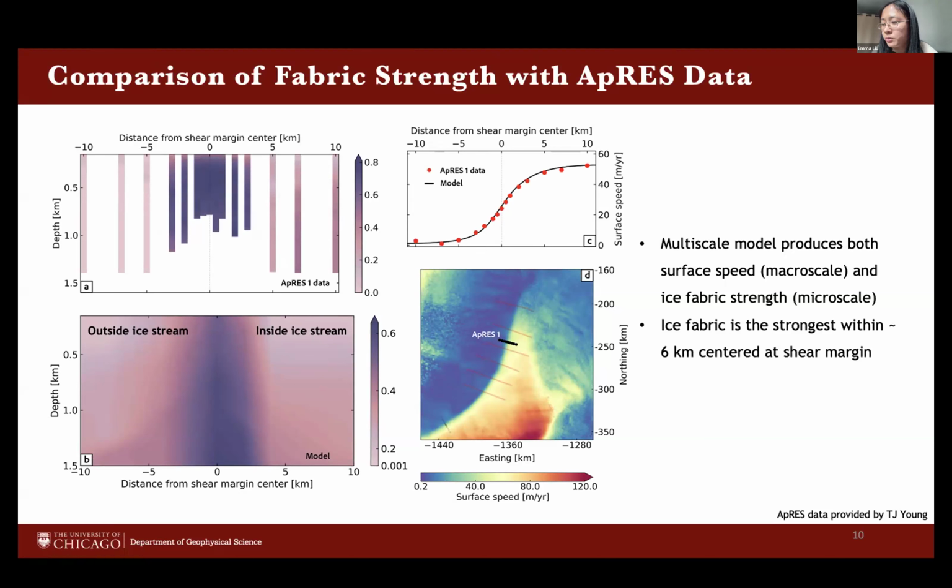Next, we want to apply this model to a nearby transect, which is the transect where we see the local fabric maximum inside the ice stream. Here we want to know whether the model can more or less reproduce the interior fabric anomaly that we see. But because we don't really know what happened in the past, we're going to test out several scenarios.